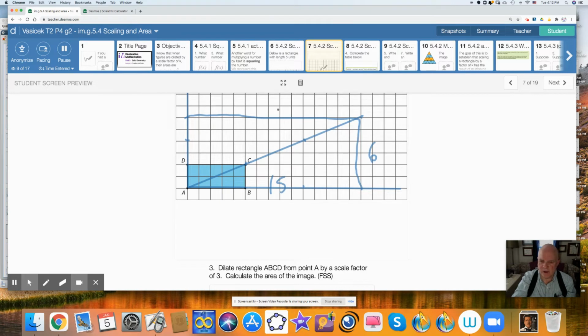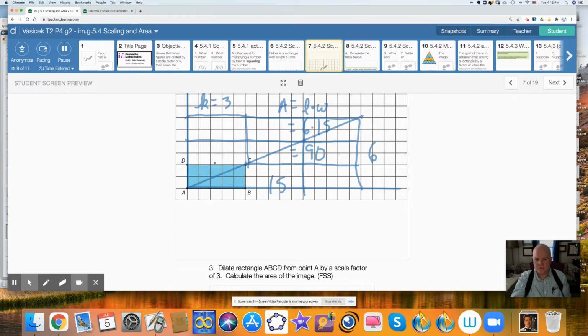So again, my area is equal to length times width. I have 6 times 15, or 15 times 6, and I get 90. But wait a minute, this had an area of 10, and I'm scaling it by a scale factor of 3. Why does this have 9 times the area? In fact, I can show you there are 9 of these areas, like this little blue one.